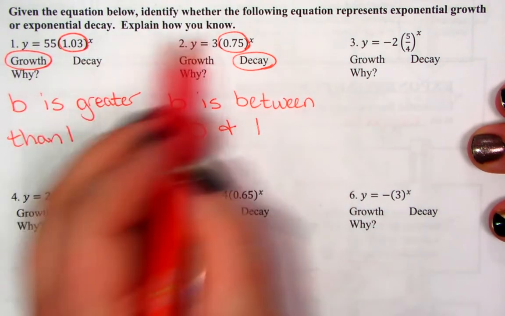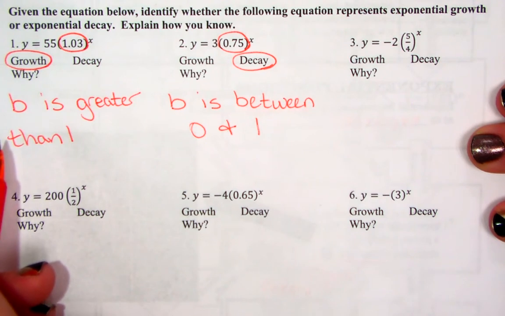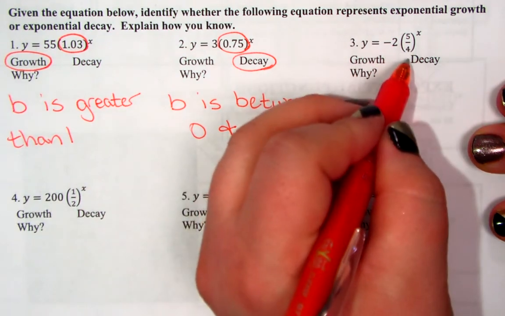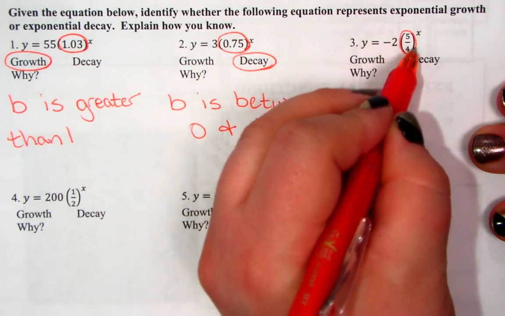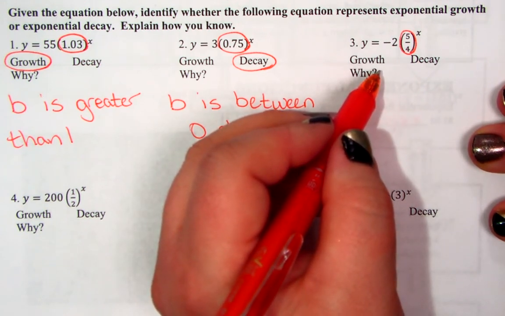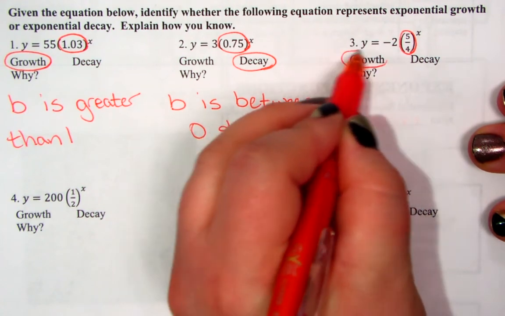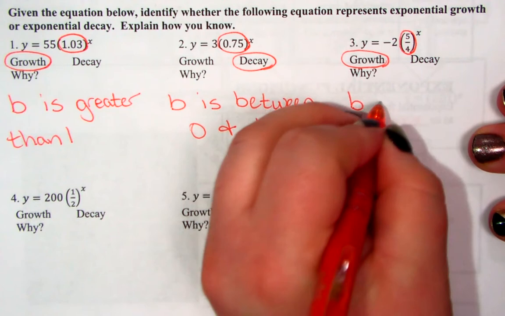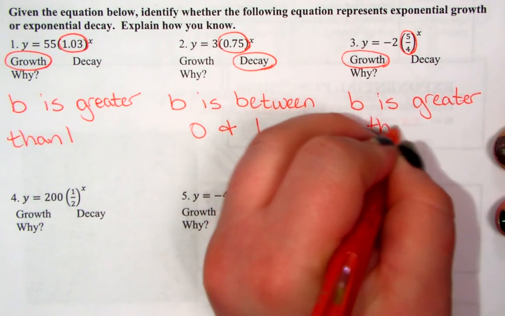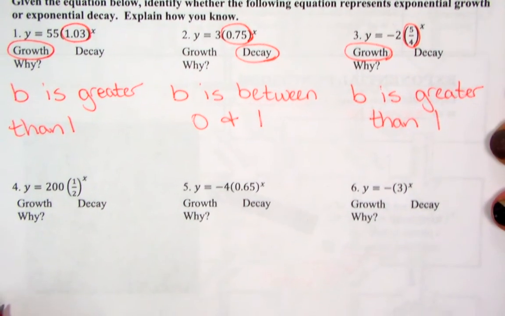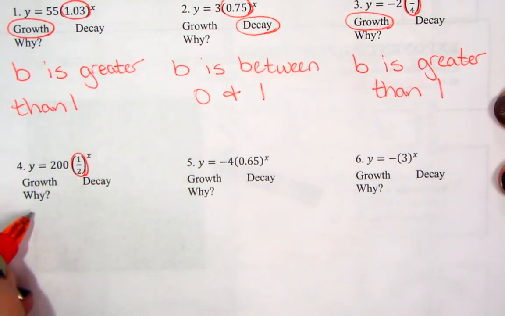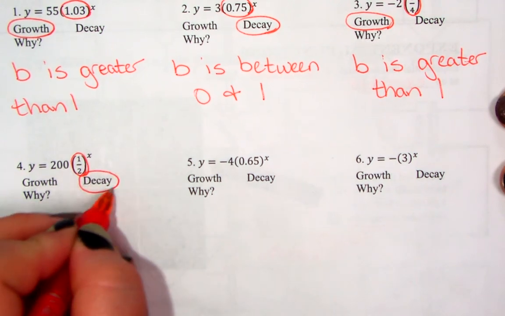I do ask that you identify that b value for me, either by writing it or circling it, putting an arrow towards it, something, so that I know that you've identified b. 5/4 is my next b value. And 5/4, even though it's a fraction, it's actually bigger than 1. It's 1.25. So that makes this exponential growth because b is greater than 1. Number 4, here's my b value because it's touching the exponent. 1/2 is between 0 and 1, so this is exponential decay.